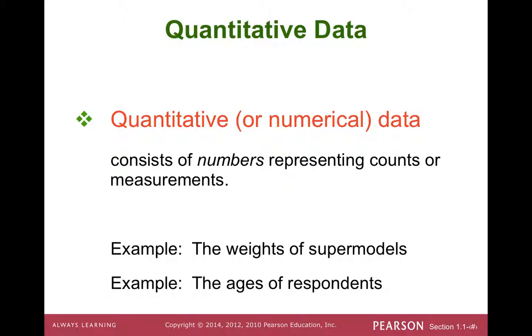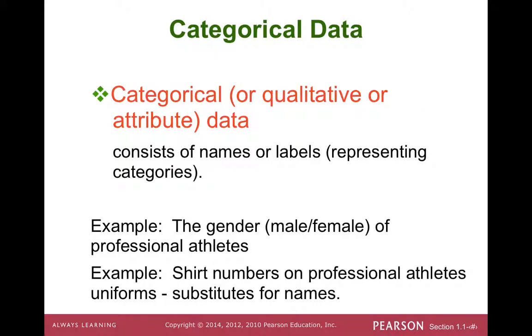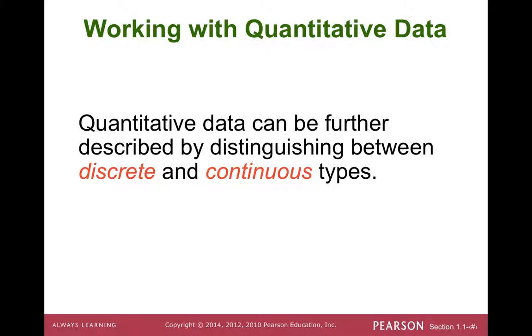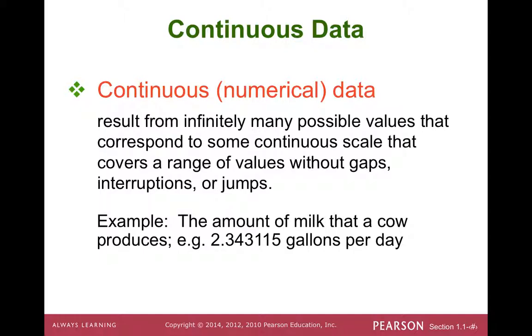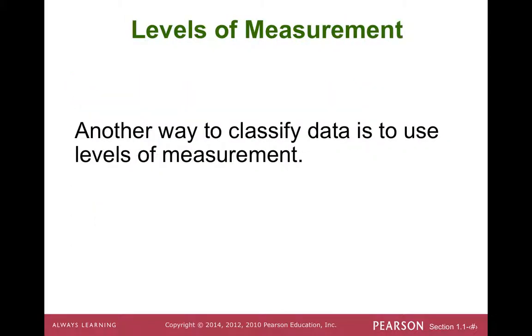So data can be numerical data or not numerical data. We call numerical data quantitative, and we call non-numerical data qualitative or categorical data. When we're working with numerical data, or quantitative, we can separate it into discrete and continuous, where discrete data is countable and usually in integer numbers, and continuous numerical data can be integers, fractions, or decimals, that covers all the values without any gaps.